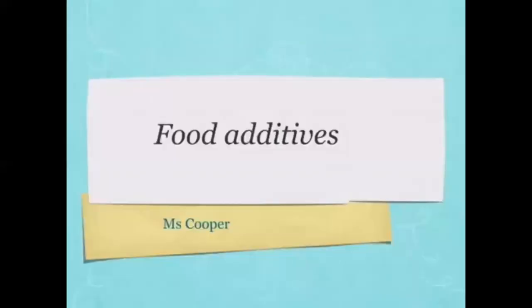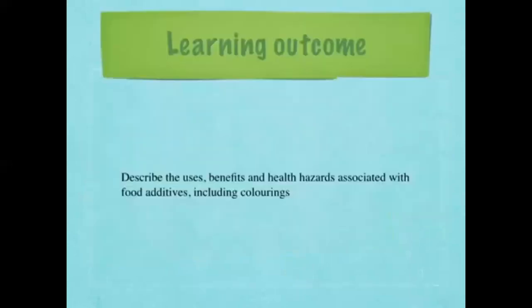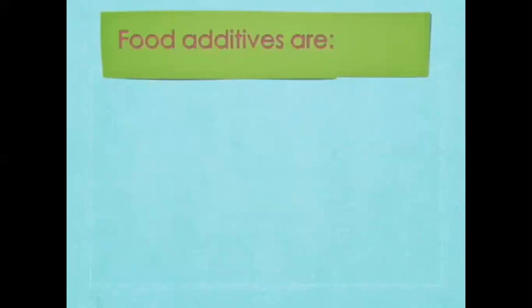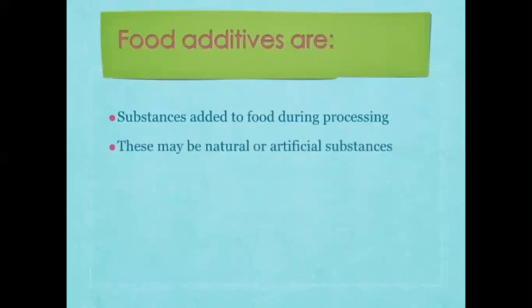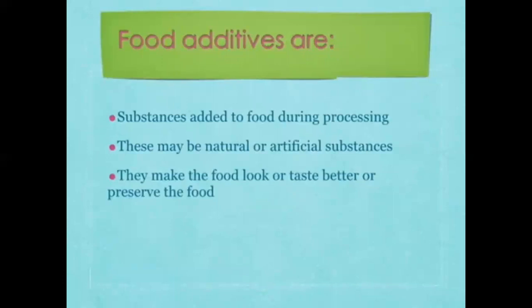Let's see a video of all what we discussed in this video. This is a nice short topic, food additives. By the end of this topic, you'll be able to describe the uses, benefits, and health hazards associated with food additives, including colorings. So what are food additives? These are substances added to food during processing. They may be natural or artificial substances, and they make the food look and taste better, or they preserve the food.